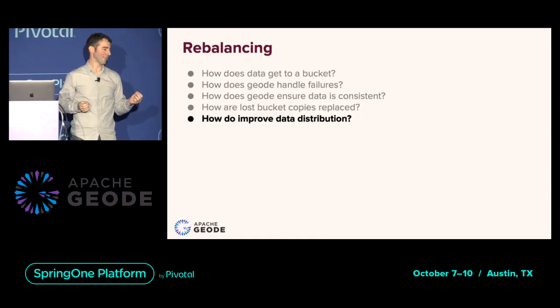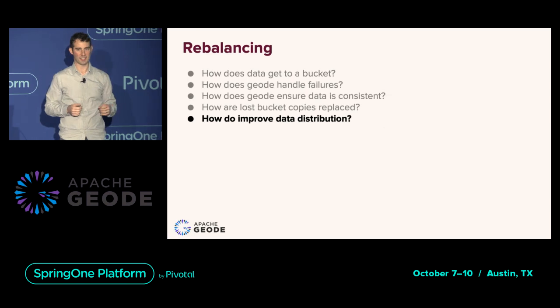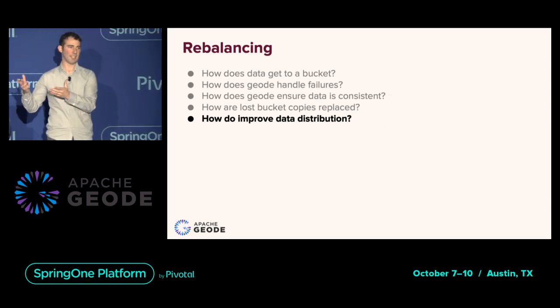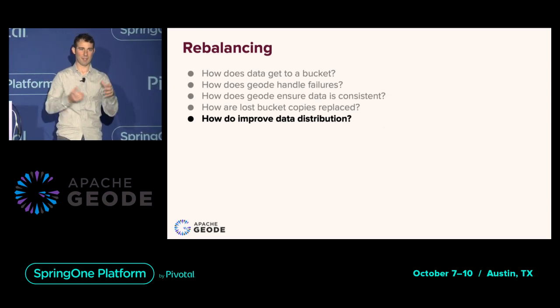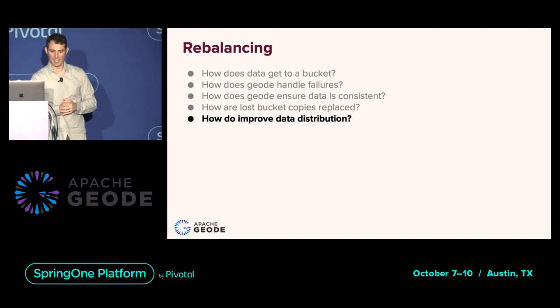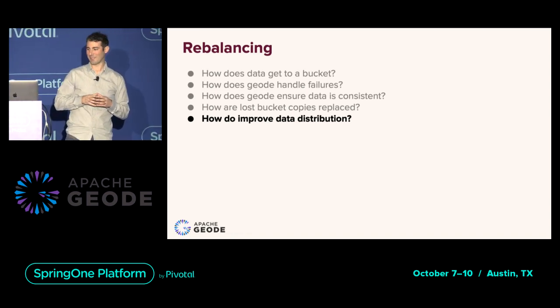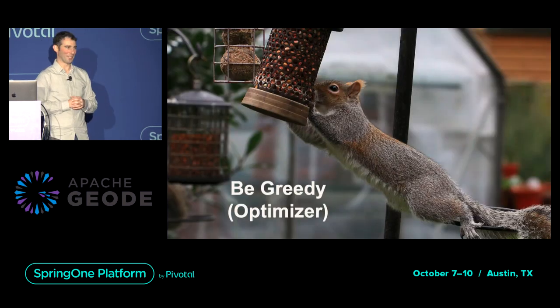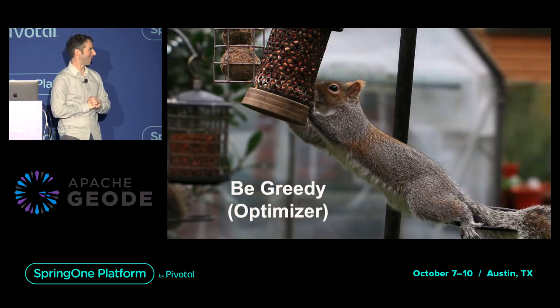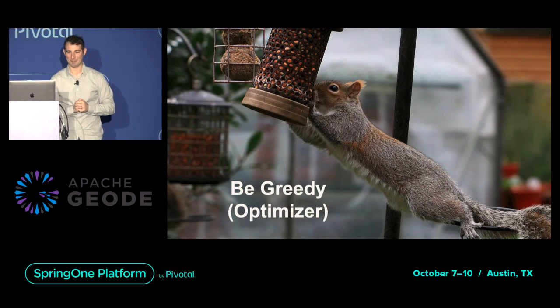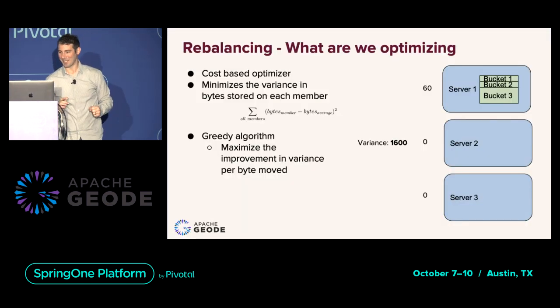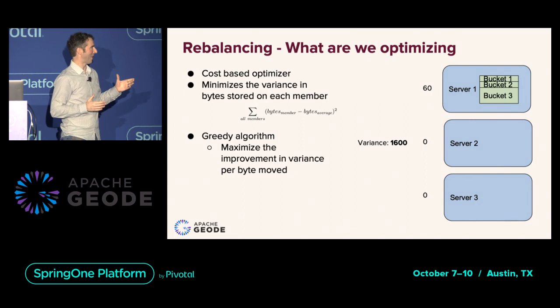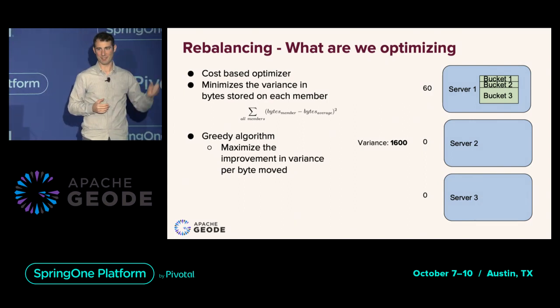Okay, so finally, this last one: how do we get the best data distribution we can? And how do we move data to servers that start up if you want to expand the size of your cluster? For this, we called on another thing that we programmers like to do, which is being greedy. Or in this case, actually using a greedy optimizer. Let me show you how this works. I'm going to walk you through how we actually move data to other servers.